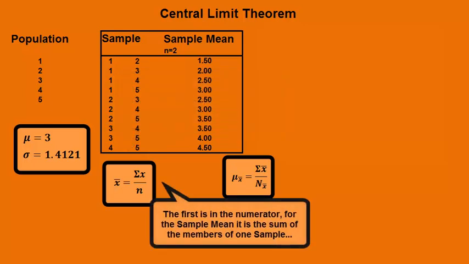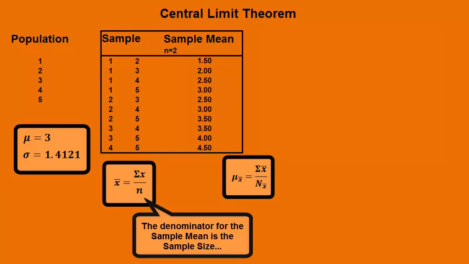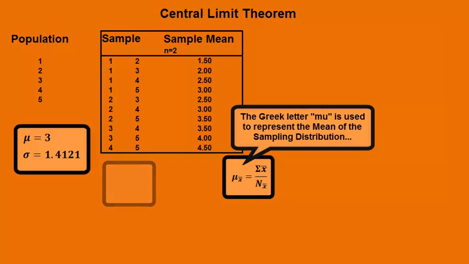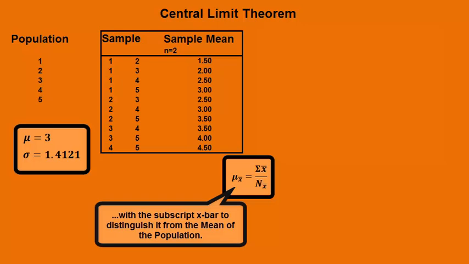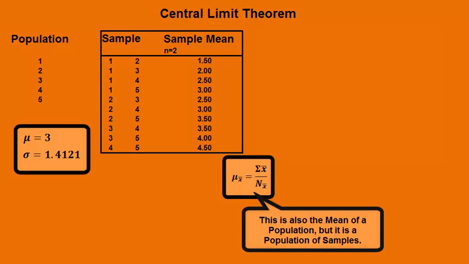The first is, in the numerator, for the sample mean, it is the sum of the members of one sample, while for the sampling distribution, the numerator is the sum of the means of all the samples. The denominator for the sample mean is the sample size, and for the sampling distribution, the denominator is the size of the sample population. The Greek letter mu is used to represent the mean of the sampling distribution, with the subscript x bar to distinguish it from the mean of the population. This is also a mean of a population, but it is a population of samples.